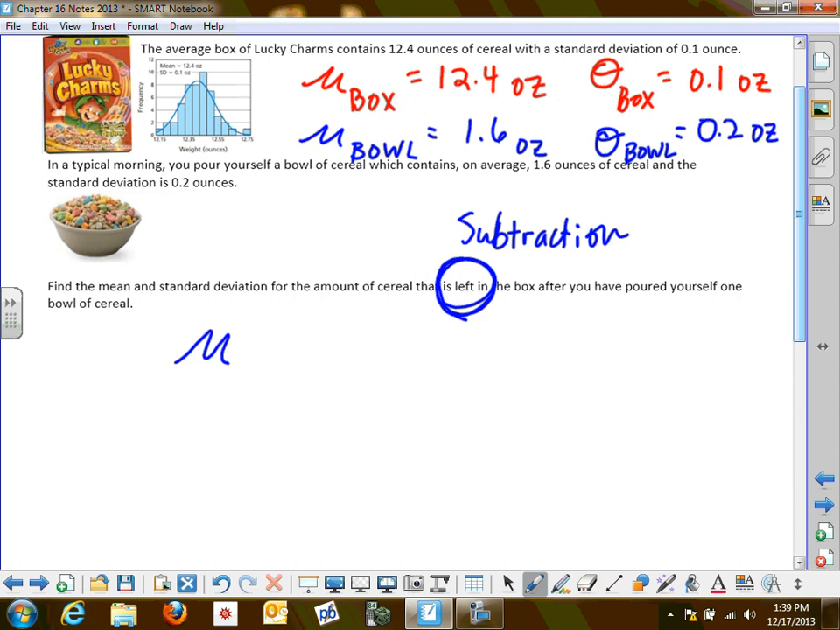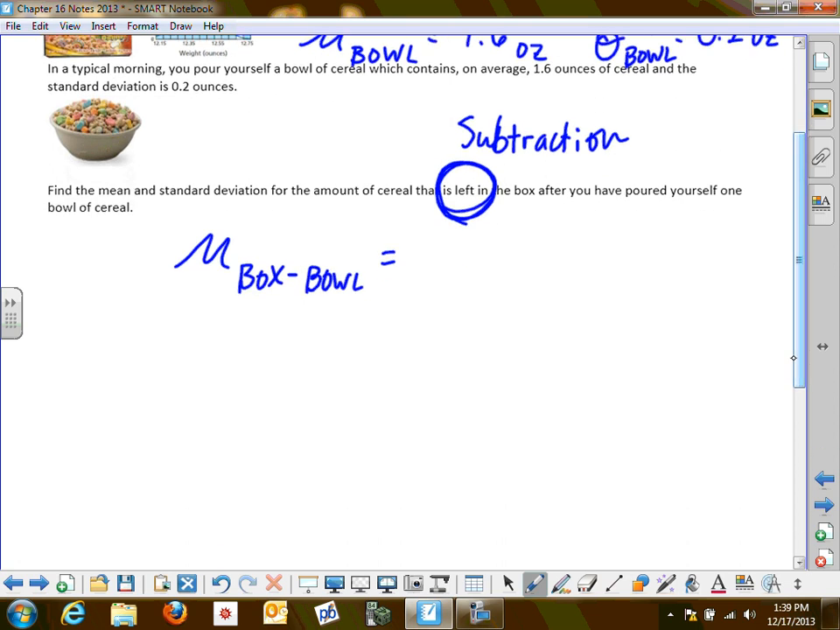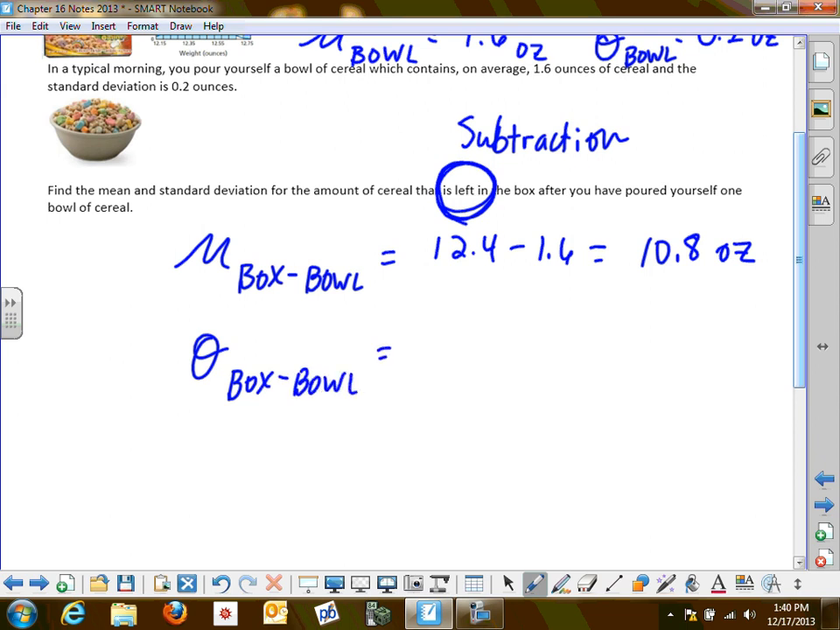So the mean of the box minus the bowl is straight up what you want it to do. Box minus the bowl. 12.4 minus 1.6 leaves 10.8 ounces in the box on average. Okay? With what standard deviation? The standard deviation for box minus bowl is what?